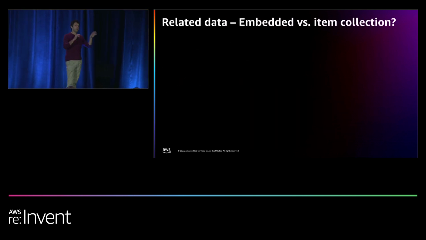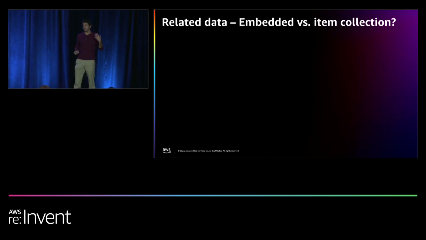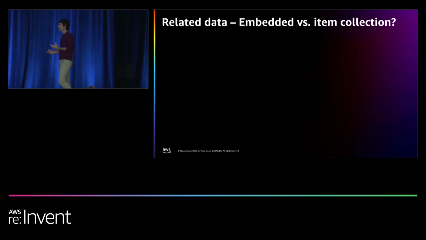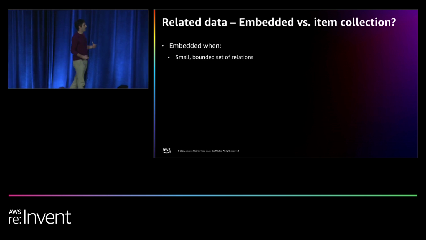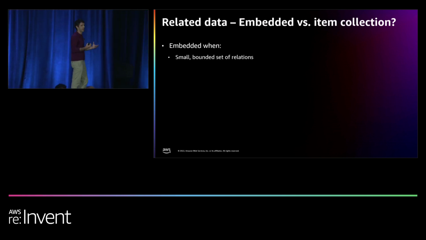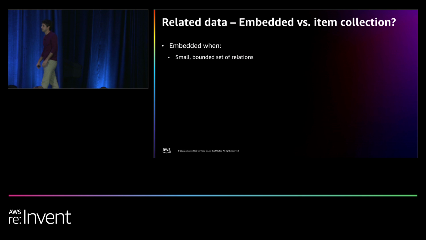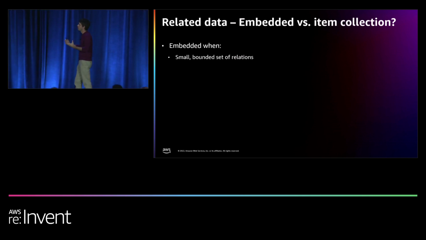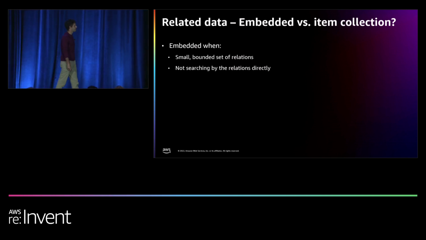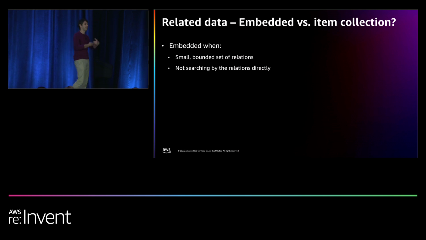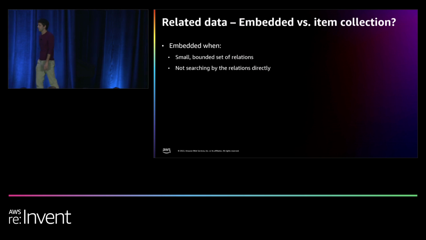I talked a little bit about two patterns to handle related data. We have the embedded pattern where inventory is embedded on that user. We also have this item collection pattern where quests have the same partition key. When should you use each one? The embedded pattern is good when you have a smaller and bounded set of relations. I'm not going to have a user that has 1,000 inventory items. They're going to have a weapon, a shield, some boots, a jacket, something like that. So a pretty small amount of them, it keeps my items small. I'm not going to run into item size limits or be paying a lot for those. Also, I'm not searching by those relations directly. I'm not saying, which user is wearing this cloak or something like that.